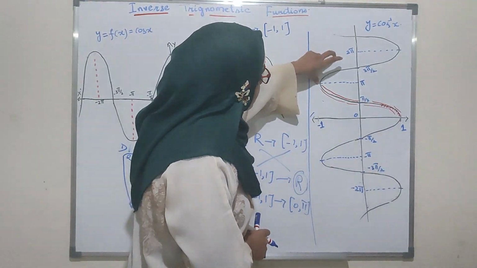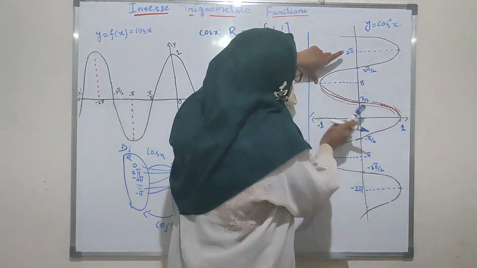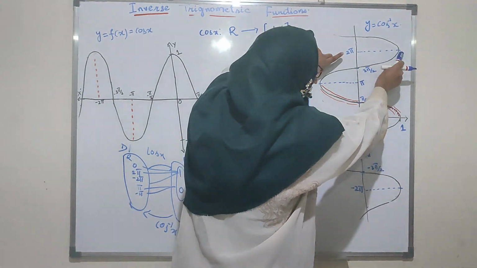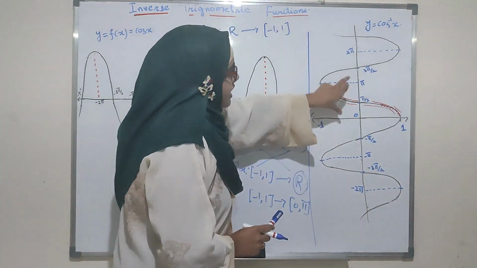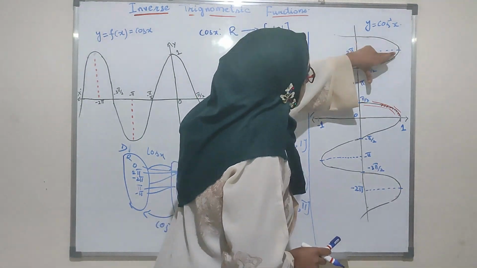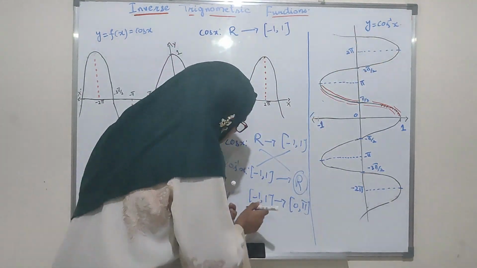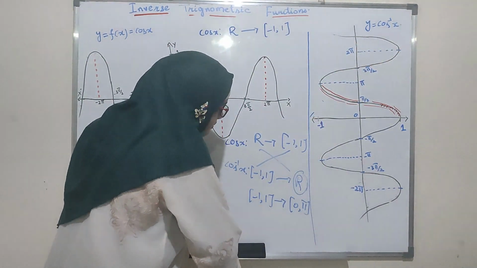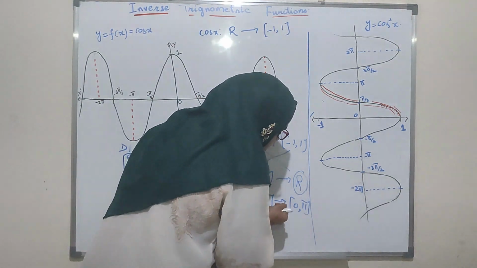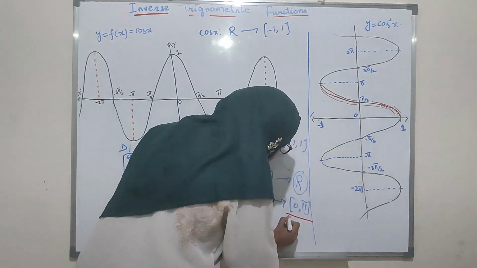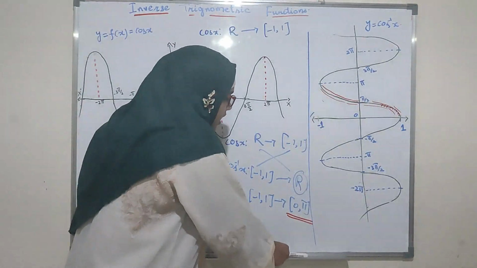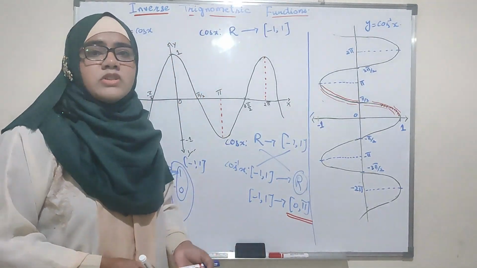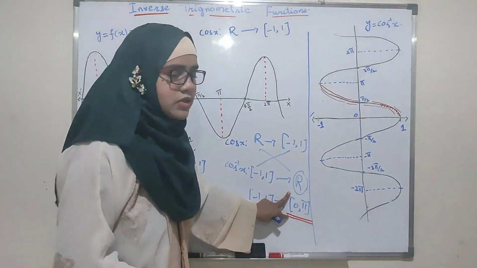Which values can you take? From 0 to pi, from pi to 2 pi, and from 0 to minus pi. Also you can take these values, but this is the principal value branch. According to the rule, we have to take just this one. So for finding cos inverse of x, we should always take 0 to pi.